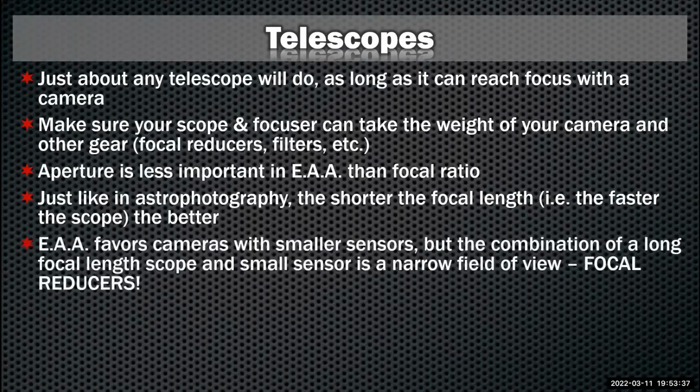EAA cameras tend to favor smaller sensors, and the combination of a long focal length scope plus a very small sensor will basically equate to a very small field of view. So think about getting a good focal reducer.